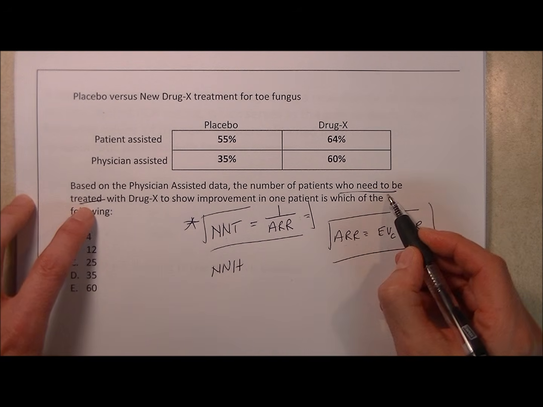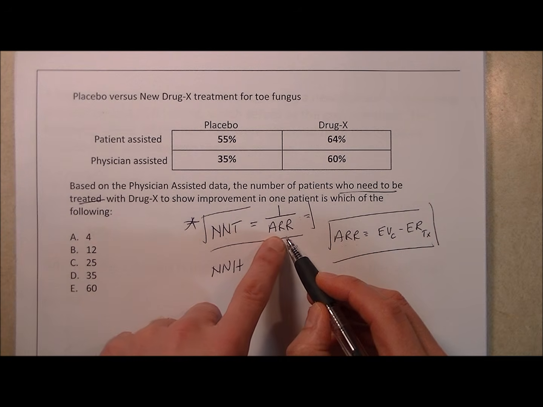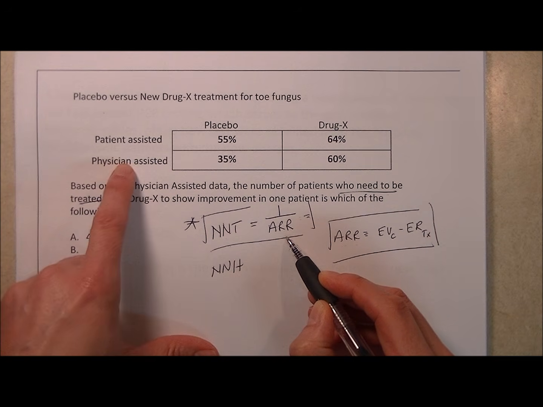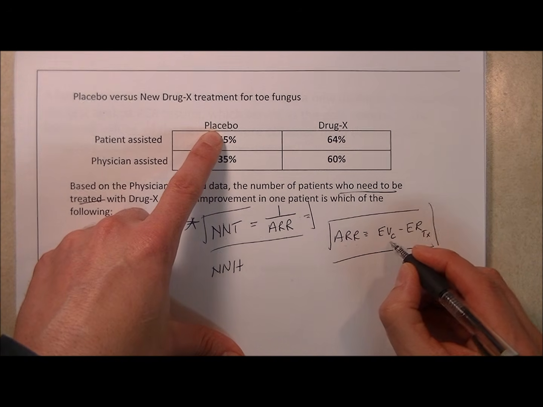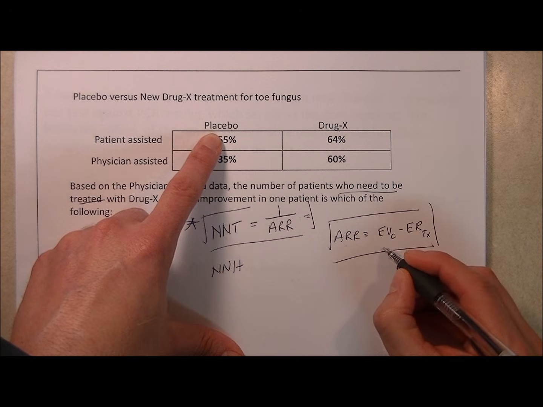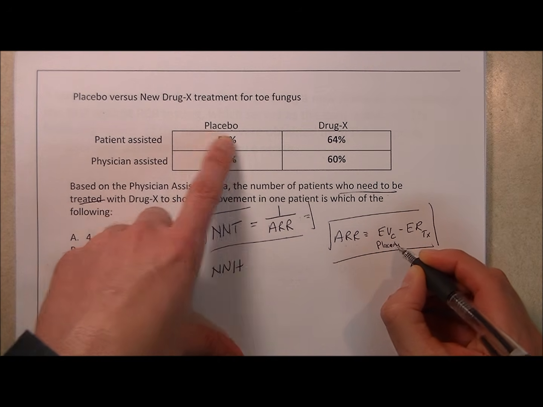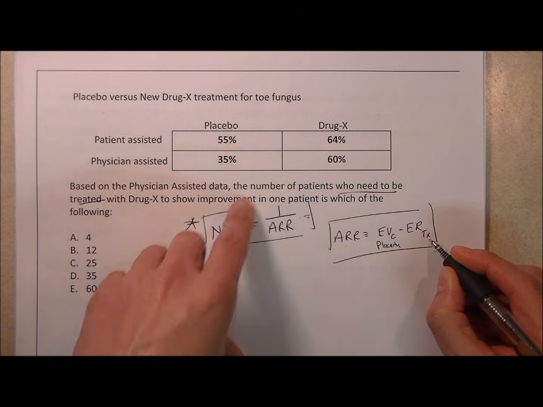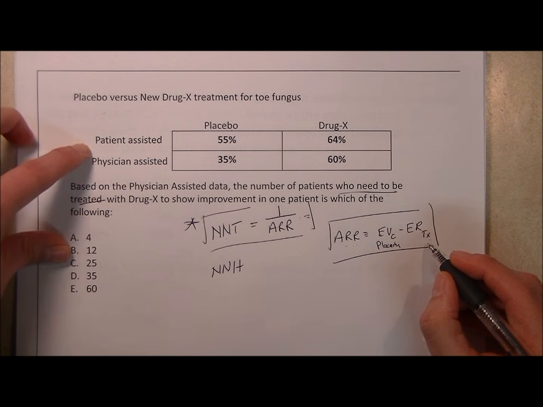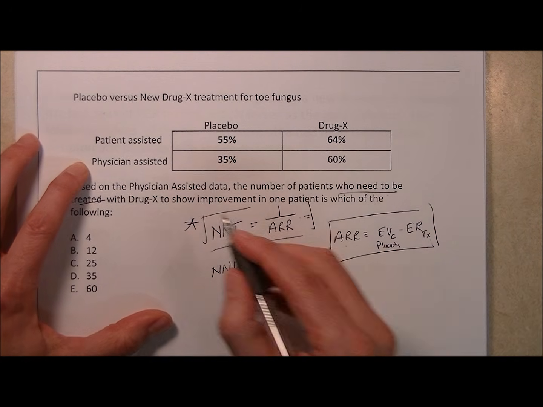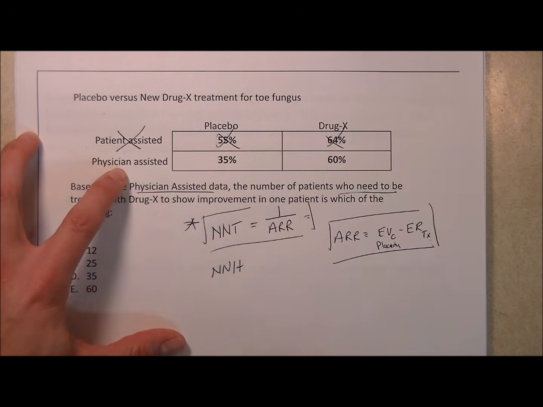So that's what this question says, number needed to treat. They don't give us the absolute risk reduction because they would say it in the question. What they do give us is placebo versus drug. Now placebo is like a control, right? So the placebo is like the event rate of the control, and then the treatment would actually be the drug. They say that based on the physician-assisted data. So we have two types here, patient-assisted and physician-assisted. They want this one, so don't fall in the trap. We don't care about that anymore because we want the physician-assisted.